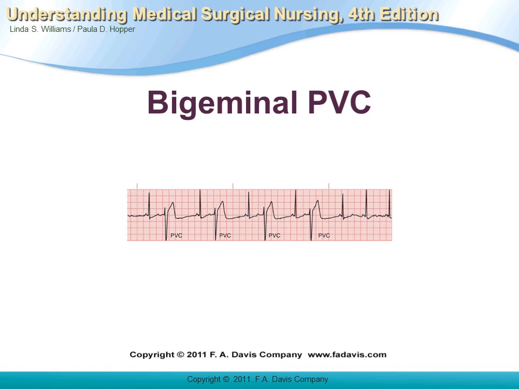So this is called bigeminal PVCs. You see we've got one regular heartbeat and then a PVC, one regular beat and then a PVC. So this is bigeminy. Every other heartbeat is a PVC. There's also trigeminy, where a PVC occurs every third beat. There's also quadrigeminy, where we've got a PVC that occurs every fourth beat. So anyway.